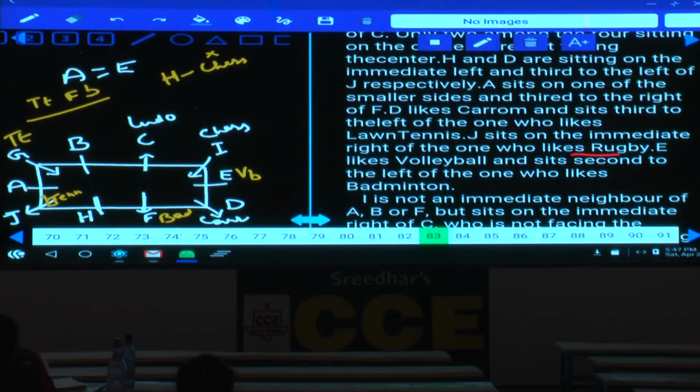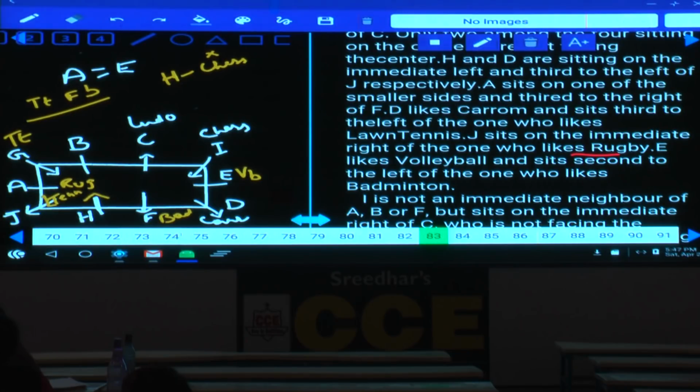Now D and F are what? D and F, and J is also facing away. Then if H is also facing away from the center, then you will have four consecutive persons facing away, which is not possible. Hence H must be towards the center. And if H is towards the center, then what can we say about rugby? Now we have the information that J sits on the immediate right of the one who likes rugby. Hence H is facing towards the center. H cannot be rugby. As H cannot be rugby, A is rugby.